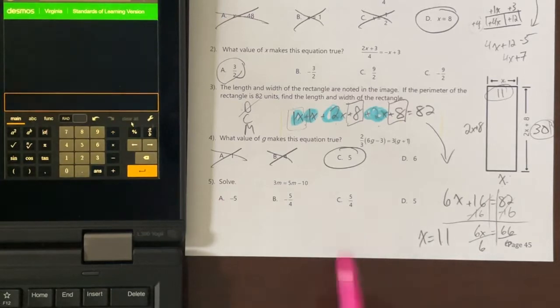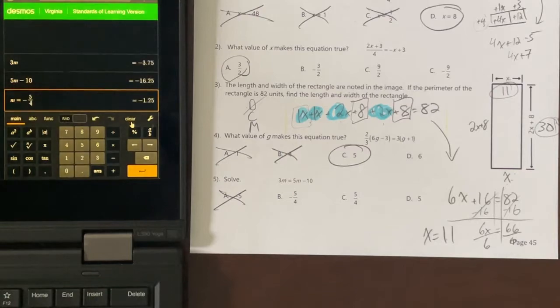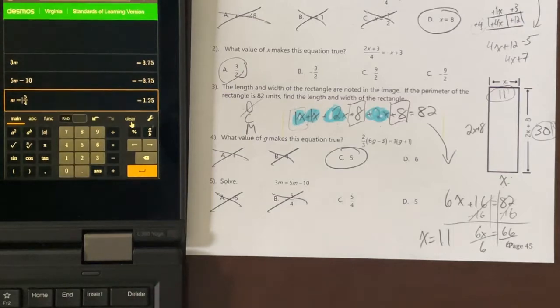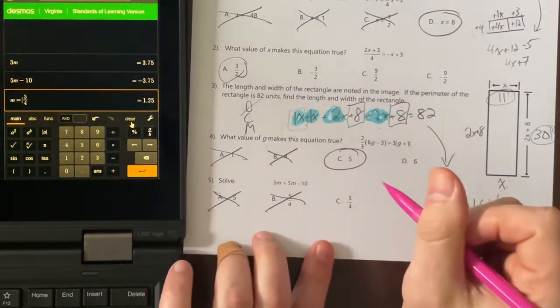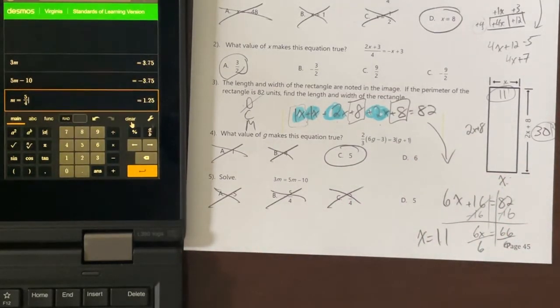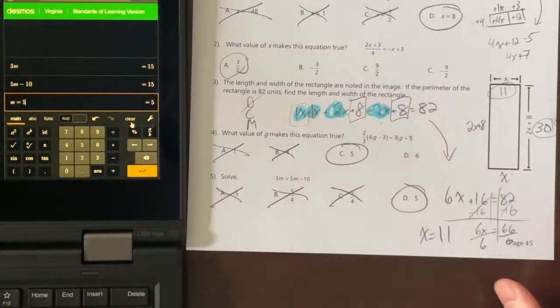Again, this is significantly easier when you're using that Desmos Calculator. Be mindful of what you're typing in, as it will do exactly as you type it in. So 3m is equal to 5m minus 10. Let's check when m is equal to negative 5. Those two are different. How about when m is negative 5 over 4? These two are different. How about just positive 5 over 4? Close, but they are still different. And lastly, how about just 5? And yes, those two are the same, so we know it's that one.